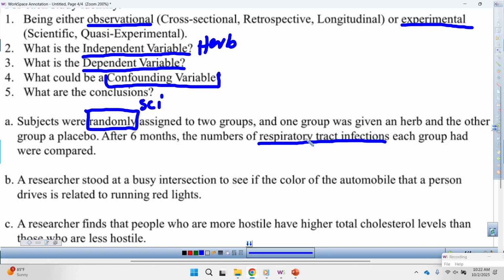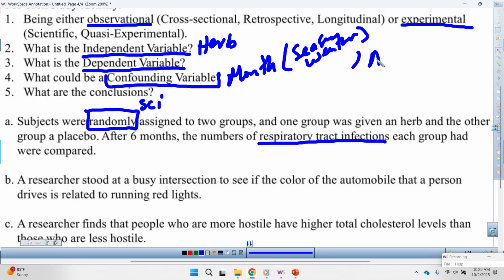The what? Guys, he said the month, or in other words, the season, because of the weather. Is that correct? Yes, that could affect it. How about if somebody has asthma? Yes? Yeah, so any health issues, okay?